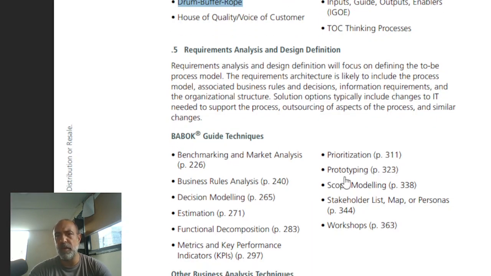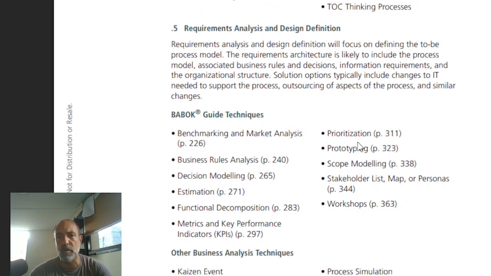House of quality, voice of the customer input guides, output enablers, thinking process, TOC thinking process. And the requirements analysis and design definition. Requirements analysis and design definition will focus on defining the to-be process model. Requirements architecture is likely to include the process model, associated business rules and decisions, information requirements, and the organizational structure. Solution options typically include changes to IT needed to support the process, outsourcing of aspects of the process, and similar changes.